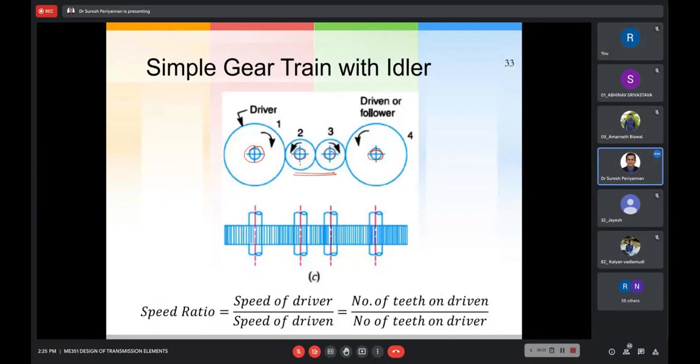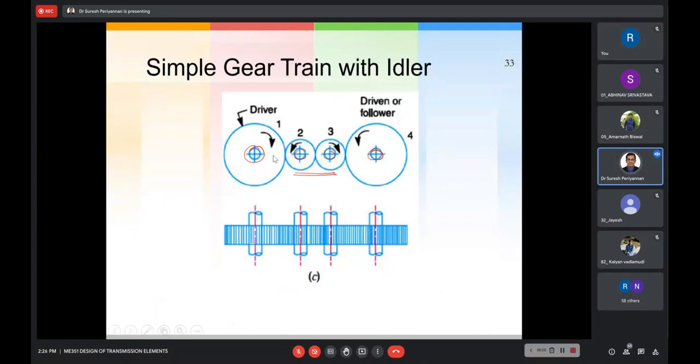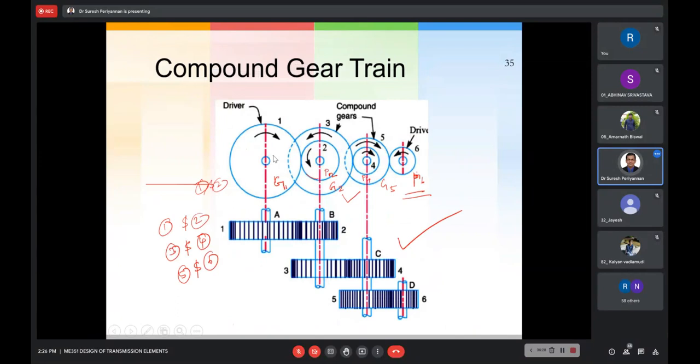See here, sorry, this is a simple gear train. See here, 2 and 3 are connected on the same shaft, 4 and 5 are connected on the same shaft, hence the speed is the same. N2 is equal to N3, N4 is equal to N5, because all are connected on the same shaft.